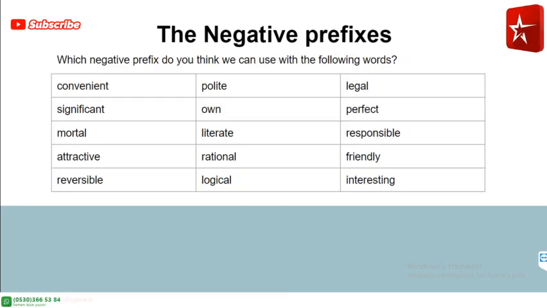So let's move on. Here I'm going to give you another chance to have a look at these words. I'm going to give you maybe just a minute or two. I know it's not a very long period of time. But have a look at those words and see if you can guess which negative prefix we have to use with those words. And then we'll discuss them a little bit after.